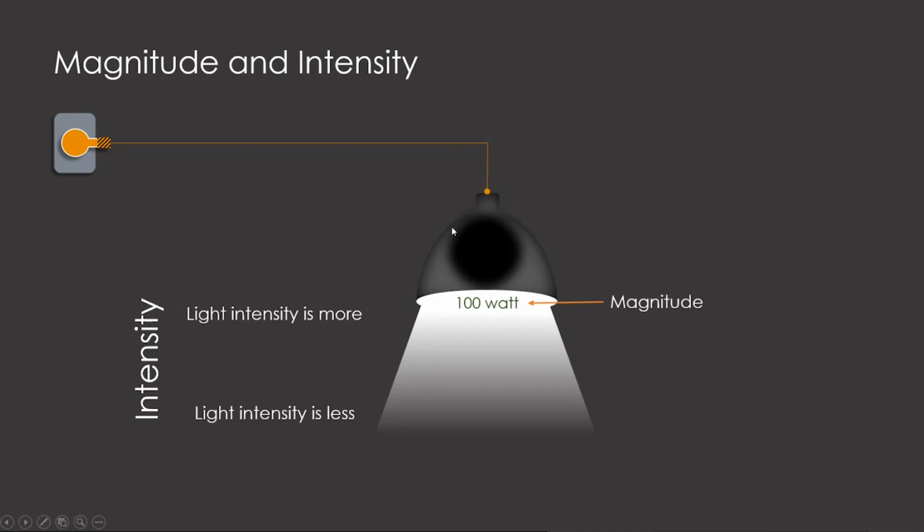For example, if the light is 100 watt, whether I am standing right here or standing 100 kilometers away, and I ask what is the capacity of the bulb, it is 100 watt. But if you move away from the light source, the intensity of the light reduces. Similarly, every earthquake has two parameters. Number one is the magnitude of the earthquake, and number two is the intensity of the earthquake.